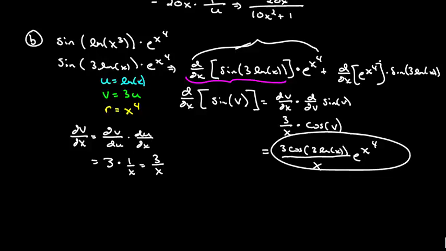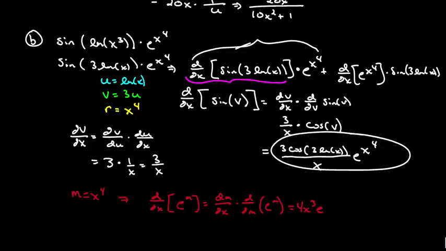Now let's differentiate this guy over here. Well, that one's not too bad. Let's let m be equal to x to the 4th. Then we've got d/dx of e to the m, which is dm/dx times d/dm of e to the m. And we know that the derivative of e to the m with respect to m is e to the m. But the derivative of m with respect to x is 4x to the 3rd. So this will give me 4x to the 3rd e to the x to the 4th, like that. So this is this piece right here.